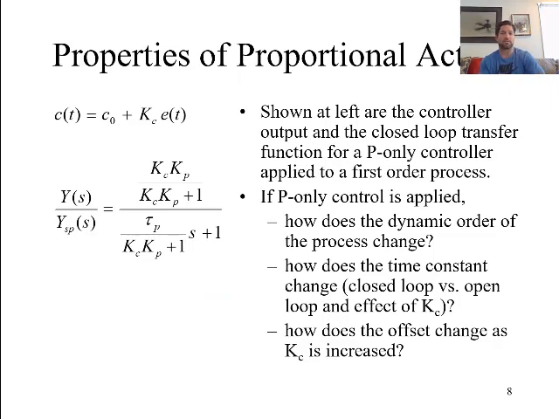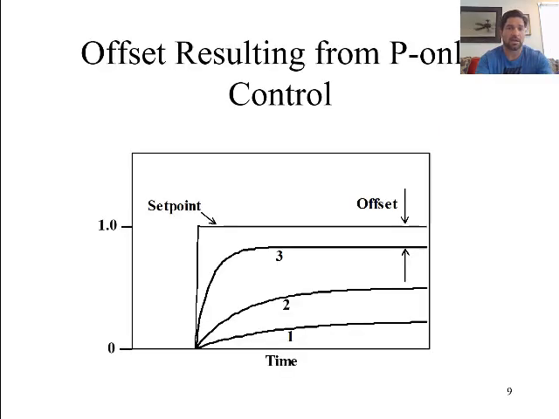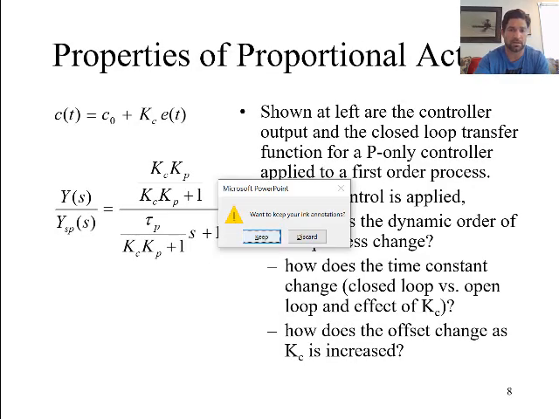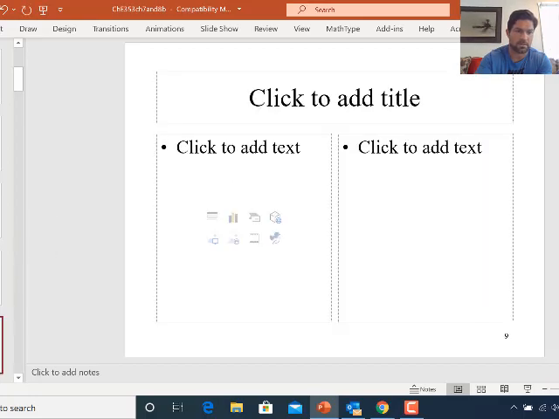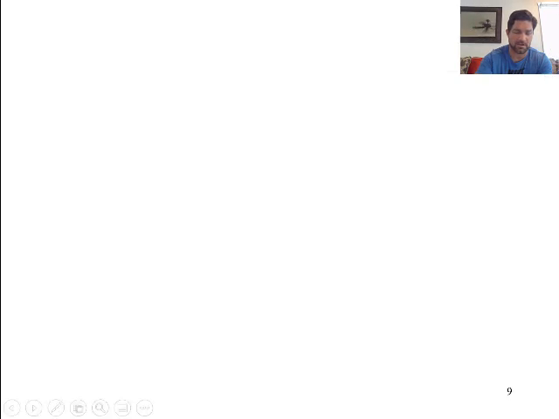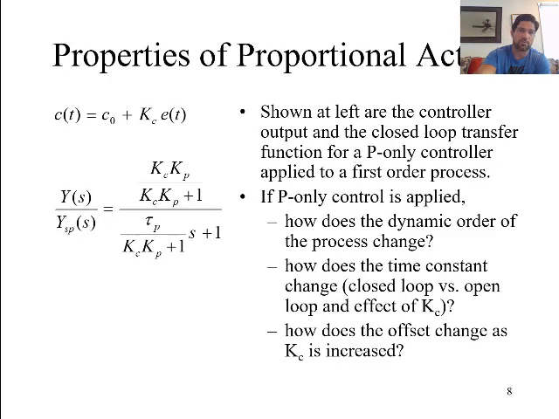The first thing that we're going to do is look at the effect of proportional action on the controller. I'm going to pause, insert a new slide, and let's start here. We're going to look at the effect of the proportional action only on the controller response for a closed loop feedback system.